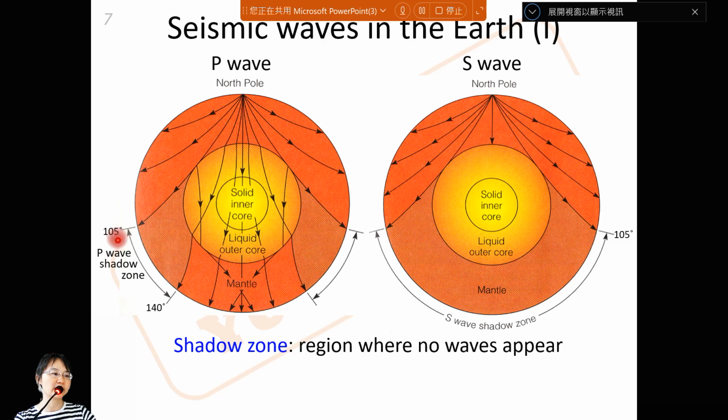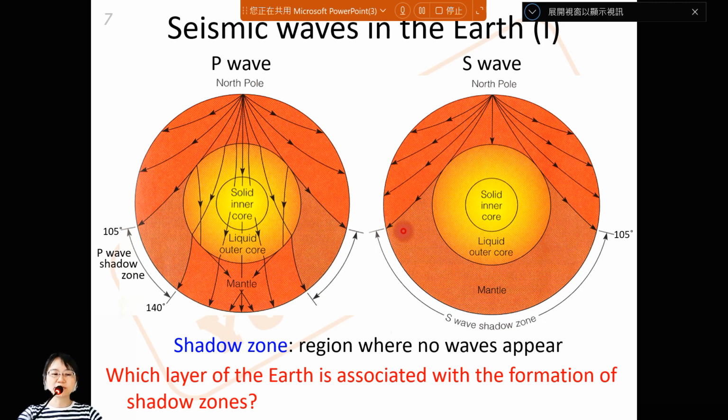In terms of the P wave, it is 105 degrees to 140 degrees away from the epicenter. There will be 2 regions. They are symmetrical from the epicenter. For the S wave, this area will be much larger. For the area that failed to detect this specific earthquake, this is the shadow zone, a region where no waves appear of this earthquake. And for the S wave, the shadow zone is 105 degrees from one side to the other side. So 105 means from here to here. It's a very broad zone where you cannot detect that specific earthquake.